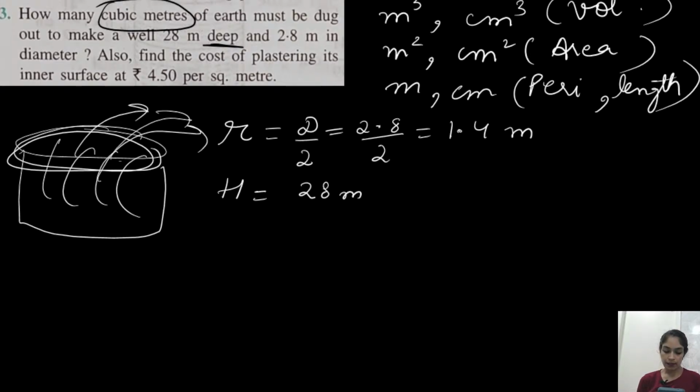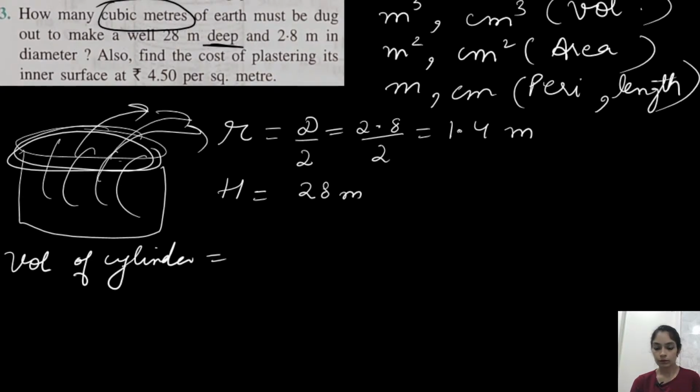So diameter is given, radius is given. Okay, very good. So what do we have to find? How many cubic meters is mentioned? That means the volume of the cylinder we have to find. The formula for the volume of a cylinder we already know. What is the formula? Pi r square h.